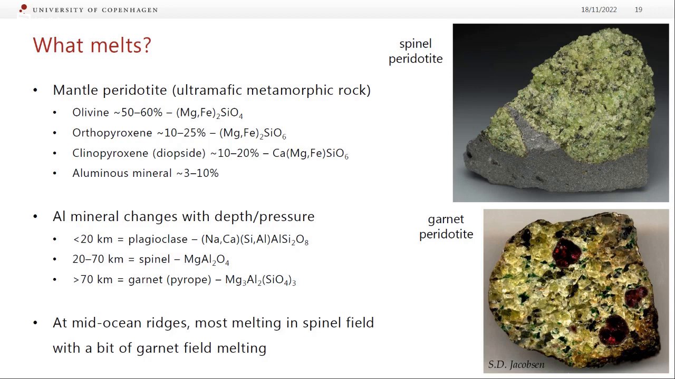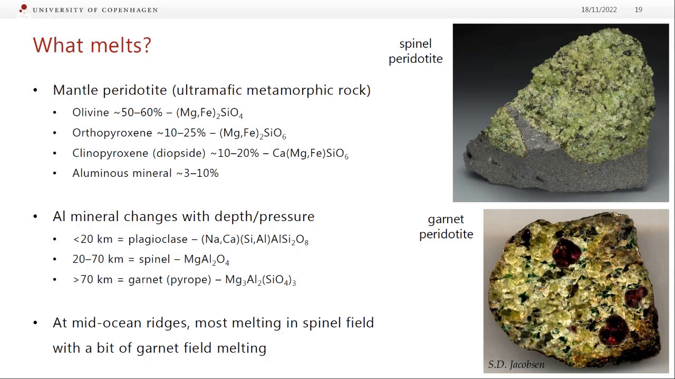The last one is there's an aluminous mineral. So this just means it's got aluminium in it. And that's between 3 and 10%, and it varies with depth. What we can see here, these are basically all the major constituents of mantle peridotites: magnesium, iron, silicon, calcium, aluminium. So sometimes when people are doing simple models of these, they'll talk about the CMAS system: calcium, magnesium, aluminium, silicon. This is most of what's in there.